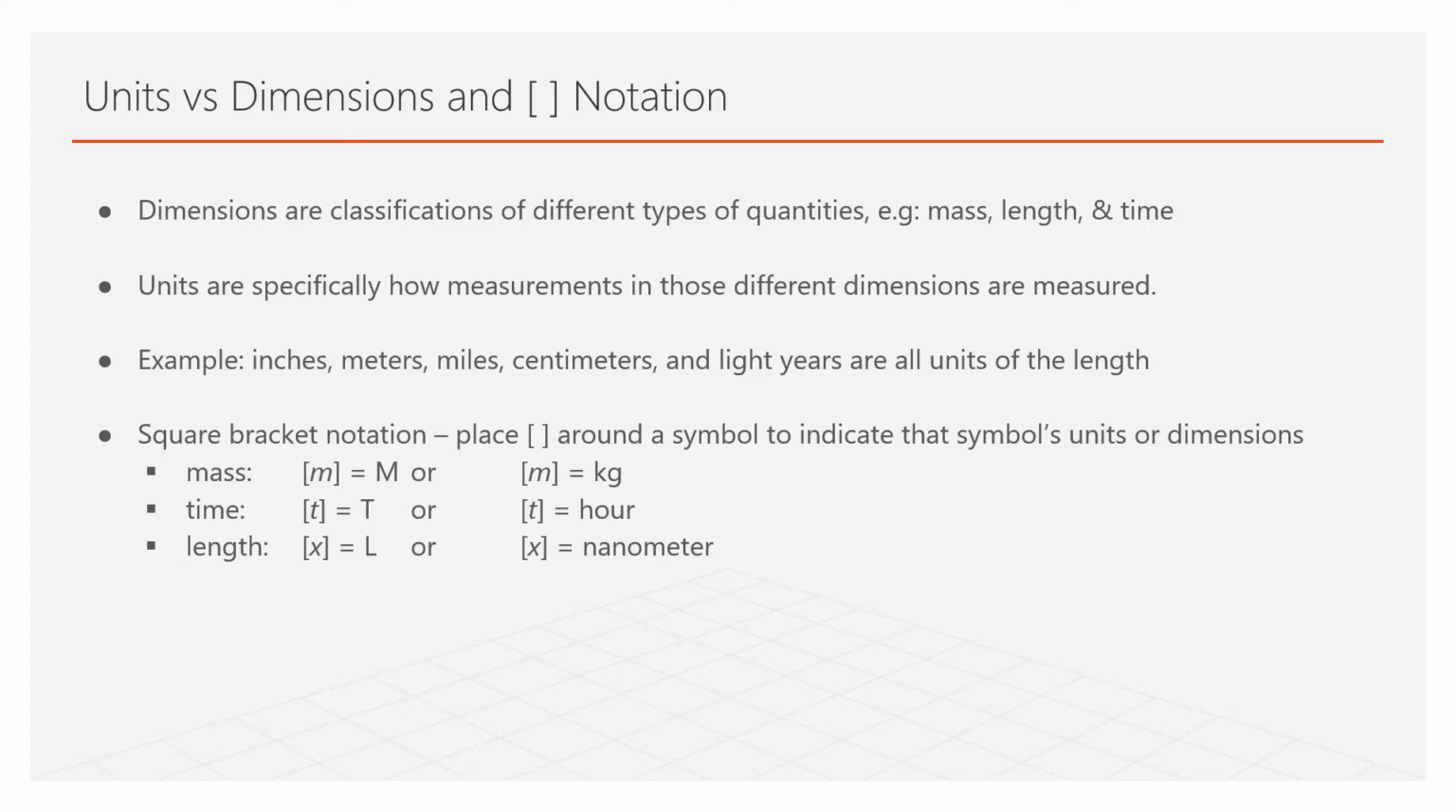If t is a measurement of time, we'll use capital T to represent time. Or if t is measured in hours, we'll say that the units of t is hours. And then if x is a measurement of length, we can say that the dimensions of x equals capital L, meaning length. Or if x is measured in nanometers, we can say that the units of x equals nanometers.